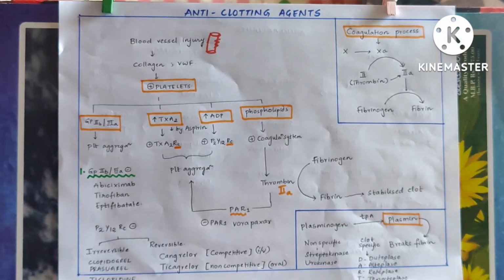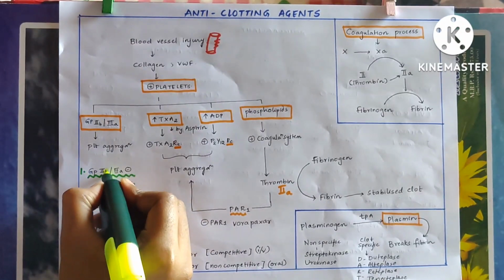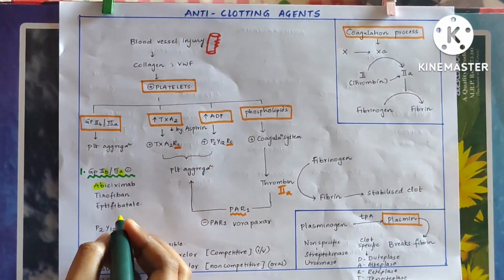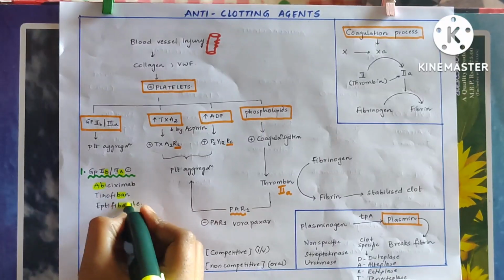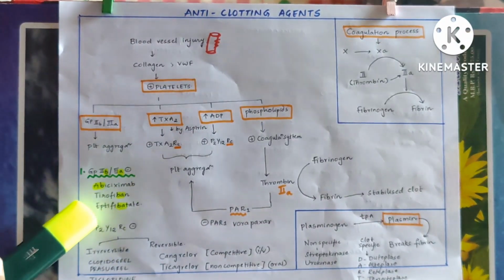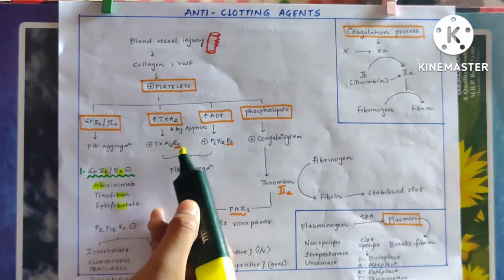Let us learn them. So first one being GP2B3A inhibitors. So these act on the platelet aggregation by inhibiting the receptors of GP2B3A. So B and A is there in GP2B3A. So all the drugs have AB letters in it: abciximab, tirofiban and eptifibatide. BA in everything.